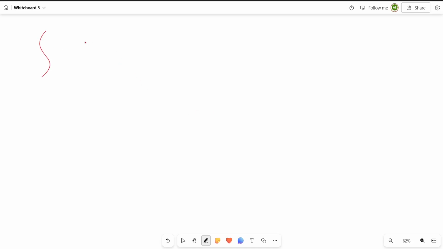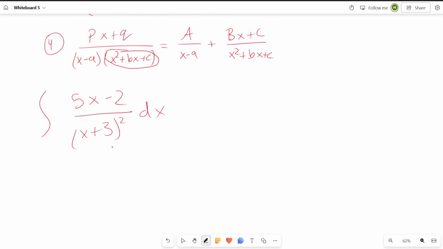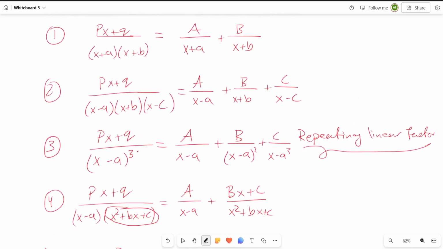We have the integration of 5x minus 2 over x plus 3 all squared dx. Okay, how does this look like? You might come and tell me, okay, first of all, this is a proper fraction. Yes, the degree on the numerator is 1, the degree down is 2, so we can proceed with partial fractions. Over here, you can tell me, okay, this is a quadratic factor, so we will use bx plus c over the quadratic factor. I tell you no, this is incorrect.